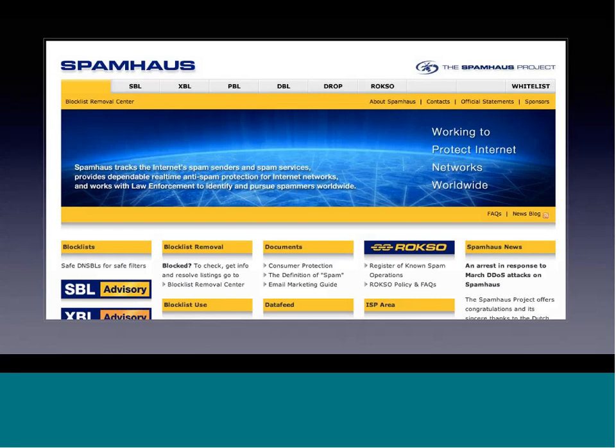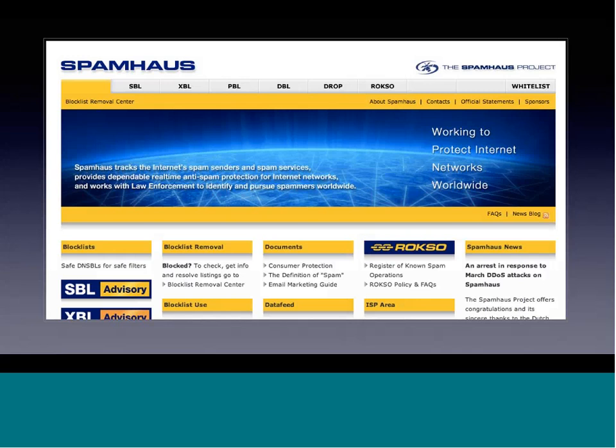So SpamHouse is a service that lists spammers. This is a website that's used around the world by lots of parties to understand who they should blacklist. So this is basically a big global blacklist of spammers and bad actors on the internet. And as you can imagine, these guys, by keeping a list of the bad guys, are not at the top of the bad guys' Christmas list.